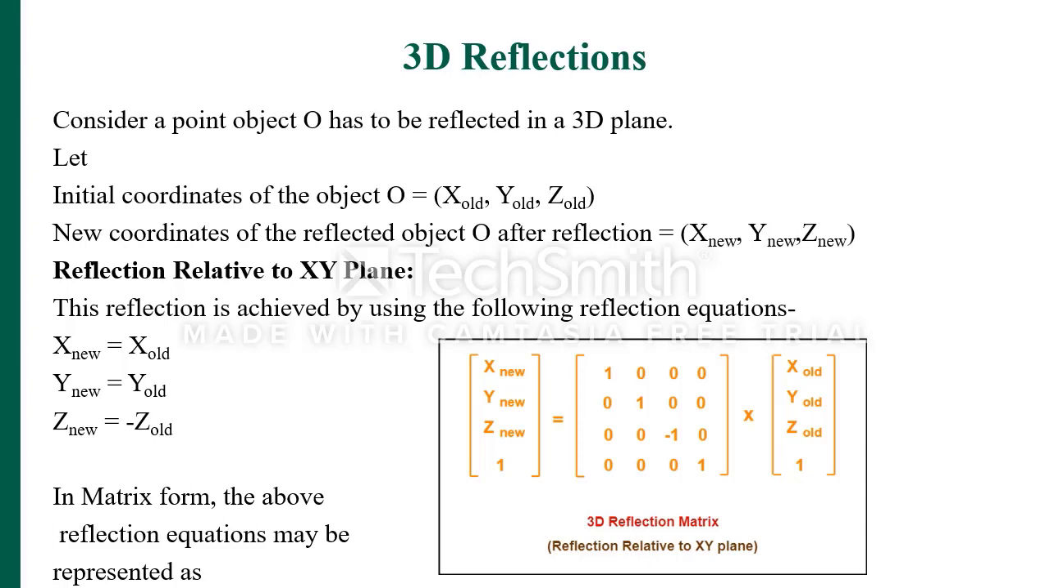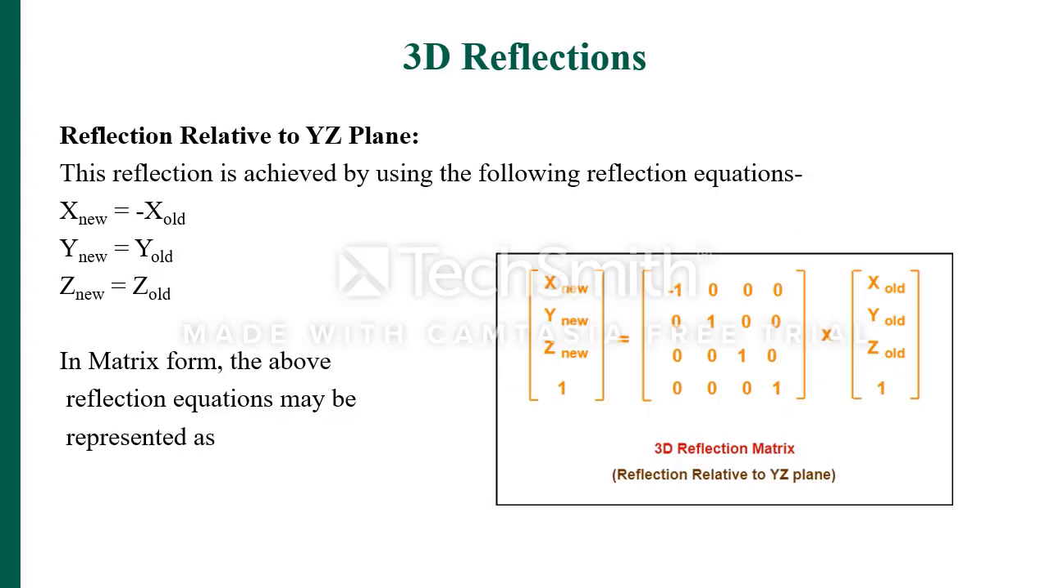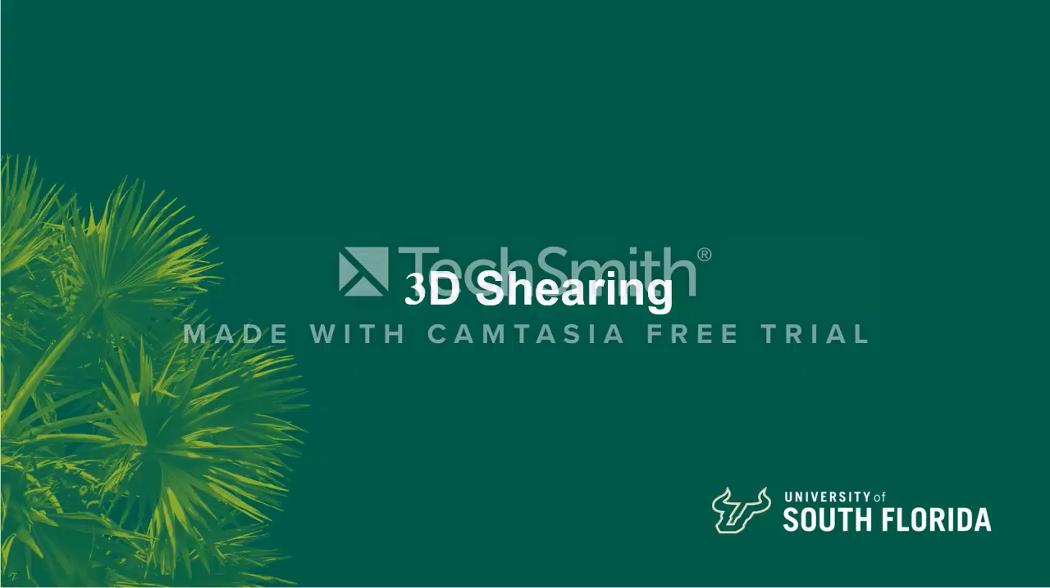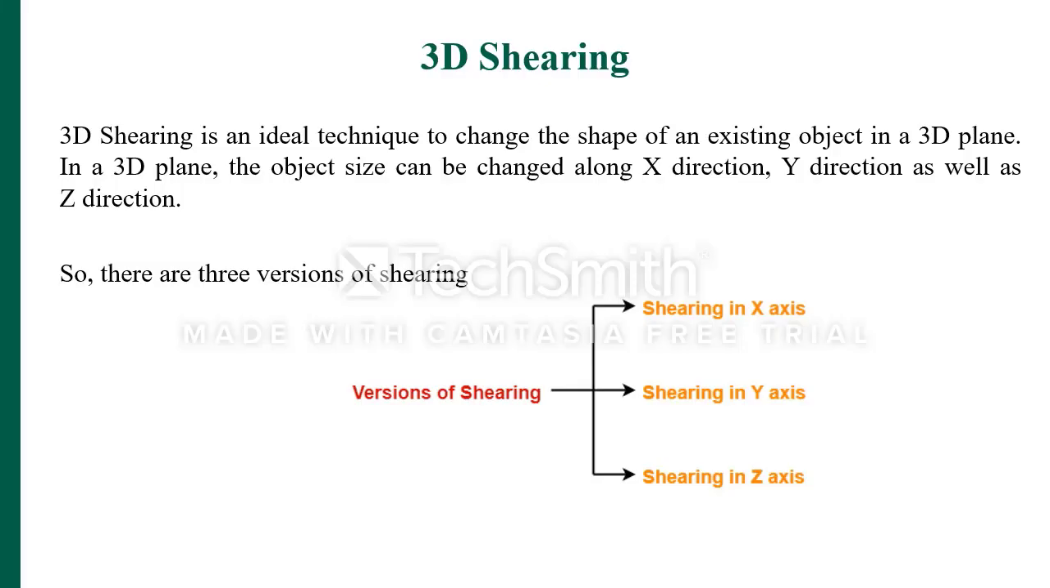If it's on a negative axis, it moves to a positive side, just because we are rotating it by 180 degrees. So if z old is positive, the result will be a negative z new. And same with the yz plane, where y and z are constant and x changes its value, and in an xz plane x and z remain the same and y changes. So that's the reflection.